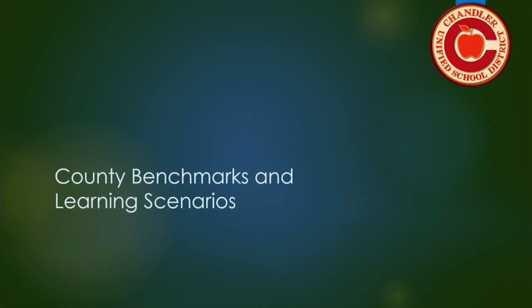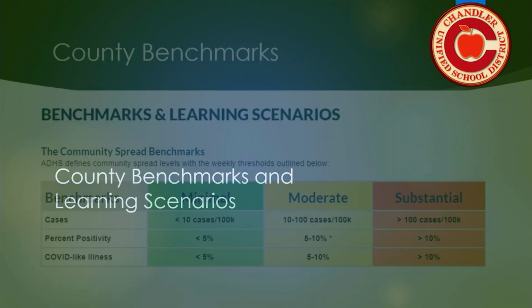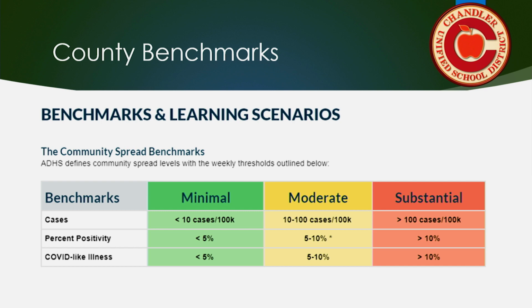What I'd like to do is first start by reviewing the benchmarks and the learning scenarios. We've had discussions previously, so just as a review, when we look at the community spread benchmarks, going from minimal risk to substantial risk, you will see that the focus in the benchmarks is cases, percent positivity, COVID-like illness. When you look at the minimal risk, it's below 10 cases per 100,000, below 5% for percent positivity, below 5% for COVID-like illness. When we look at moderate, it's 10 to 100 cases per 100,000, between 5 and 10% for percent positivity, between 5 and 10% for COVID-like illness, and then for substantial, it's above 100 cases per 100,000. Percent positivity is above 10%, and COVID-like illness above 10%.